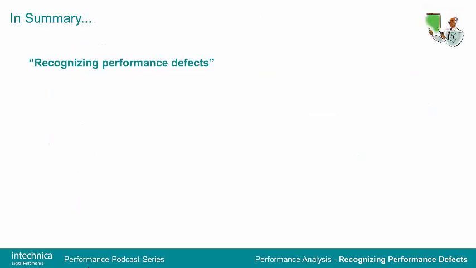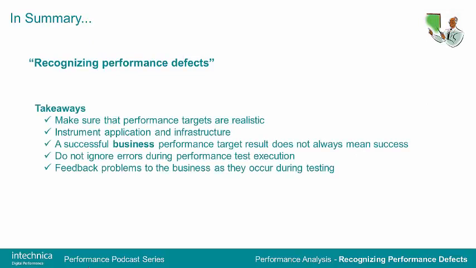So in summary, recognising performance defects during performance testing, some takeaways. Make sure that the performance targets that are set are realistic. If you're trying to test to targets which the system clearly can't achieve, then this is very much a waste of time. Make sure you instrument the application and infrastructure comprehensively. You need to have the information available to make an informed decision about the significance and cause of any errors that may occur. Remember, a successful business performance target result does not always mean success, as we saw in our sample transaction shot. You have to understand the impact on the application and on the infrastructure to have confidence that the performance testing result is as desired.